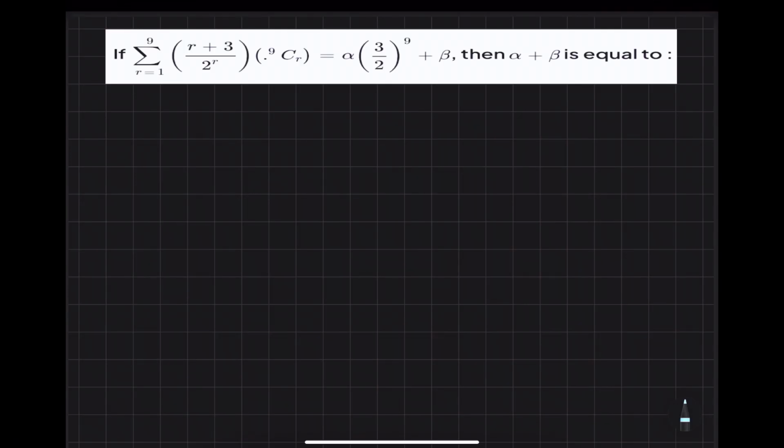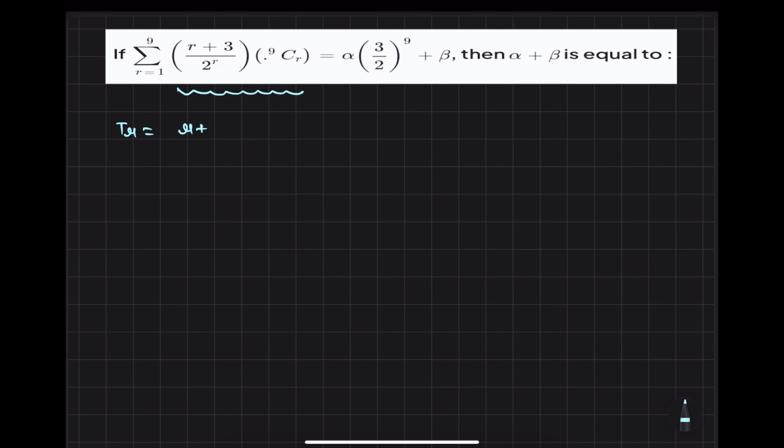So we got this situation. If summation r starts from 1 to 9, this thing equals to this thing, then the value of alpha plus beta is? Okay. Let's proceed. So what I will do, some manipulation first. Let us assume that the ugly thing written inside this thing is tr.